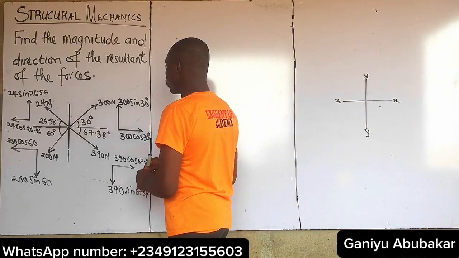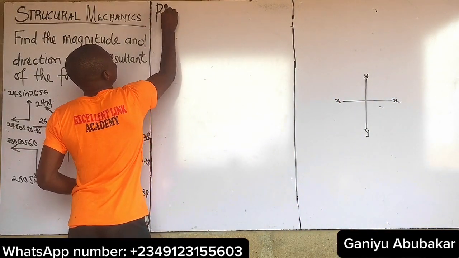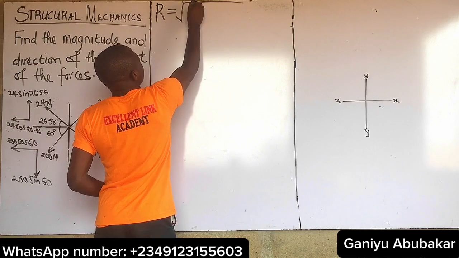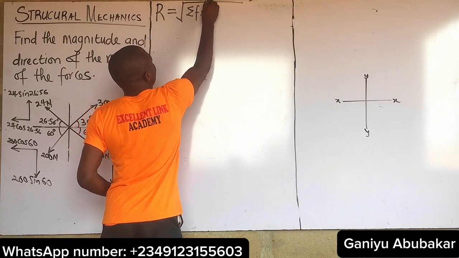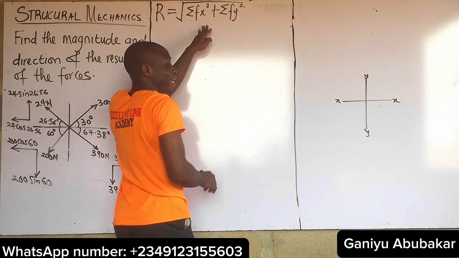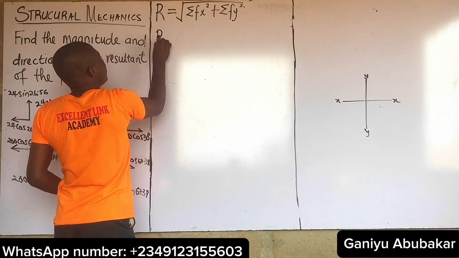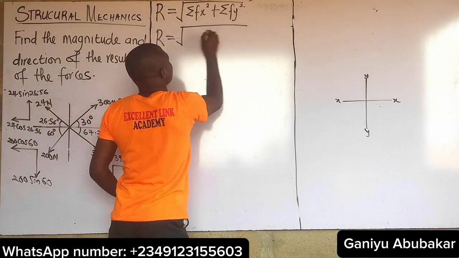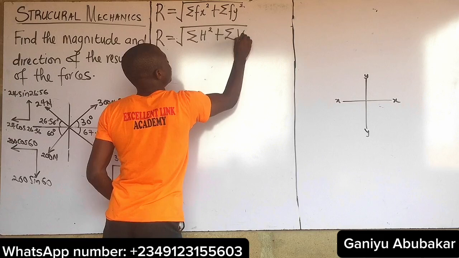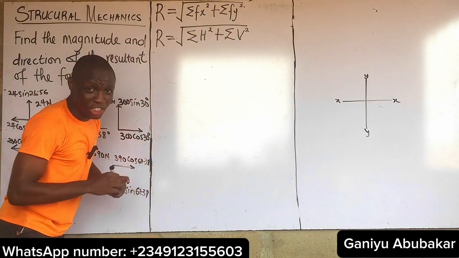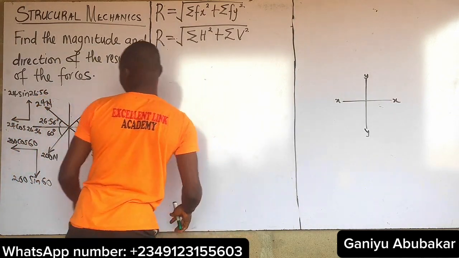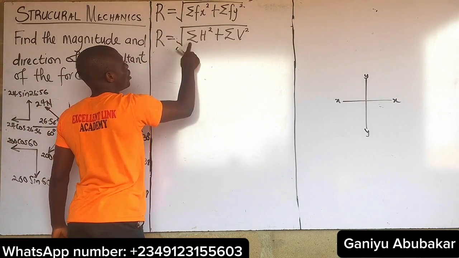Don't forget that we said for the magnitude, R is equal to the square root of the summation of Fx all squared plus the summation of Fy all squared. This is correct. I can choose to say R is equal to the square root of the summation of H squared plus the summation of V squared. You are still saying the same language, irrespective of whichever we use. The same concept, please. Summation Fx and summation H are the same thing, please.